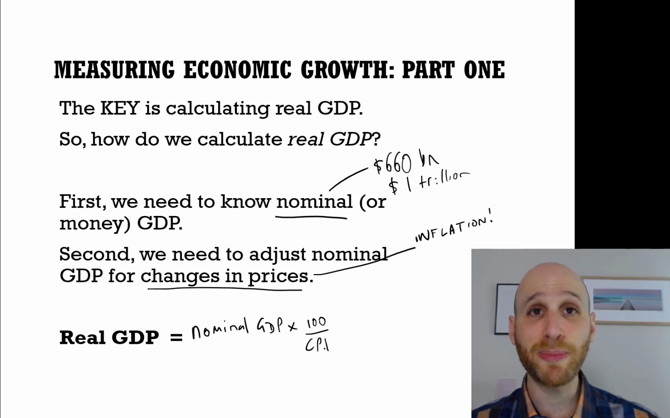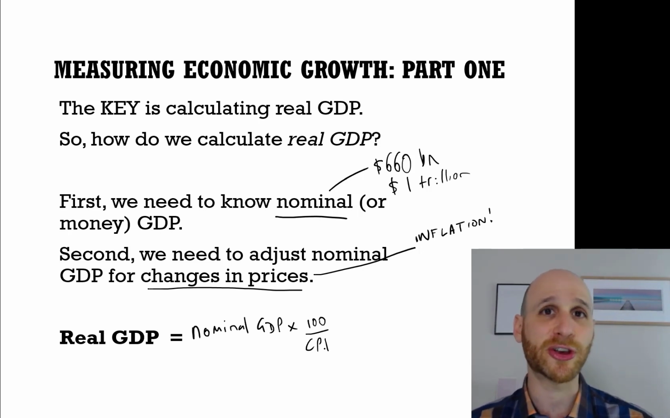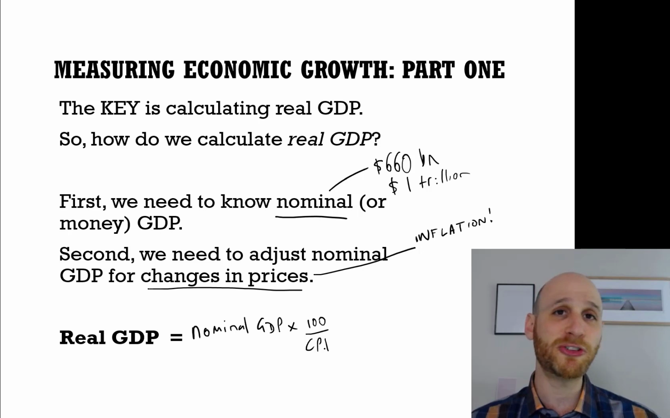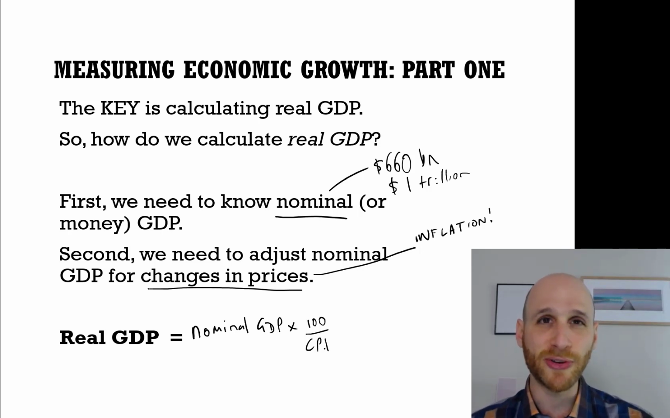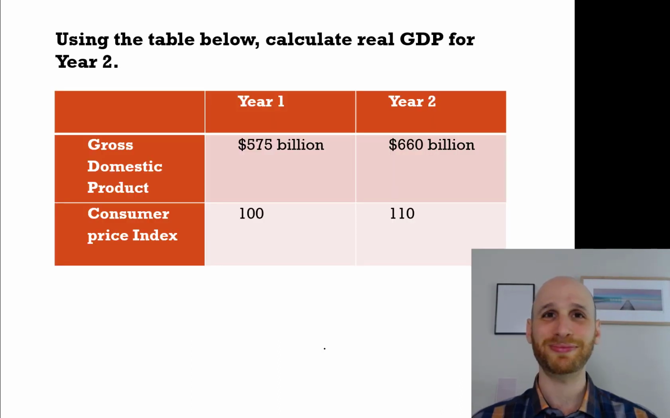Now, the CPI, the 100 over CPI. The CPI is what's known as the Consumer Price Index, and this is our main measure of inflation in an economy. So we just plug in the numbers. Money GDP times 100 over CPI will give us real gross domestic product. Now, I'm not going to leave you with just that. Let's do an example.